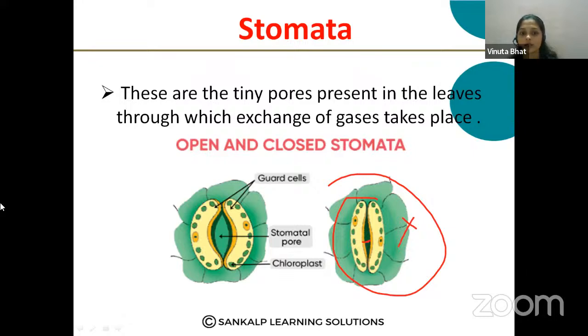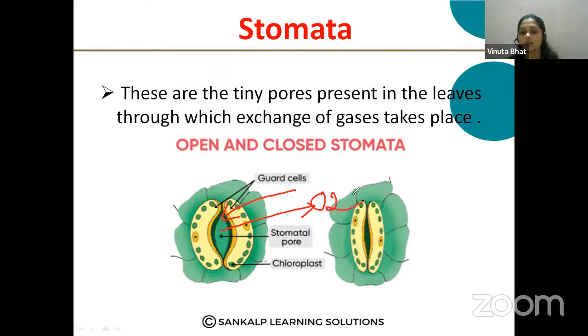So through these pores the exchange of gases takes place. Exchange of gases means carbon dioxide gets inside the plant's body for the photosynthesis process, and oxygen is released through this stomatal pore. These guard cells help in the opening and closing of the stomata. For the stomatal pore to open and close, we can say that these guard cells help.